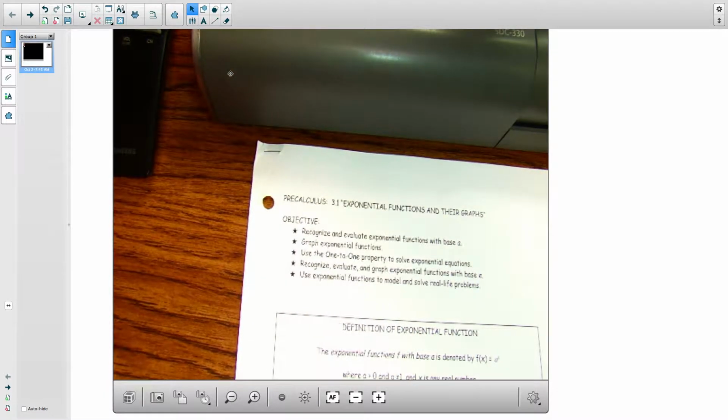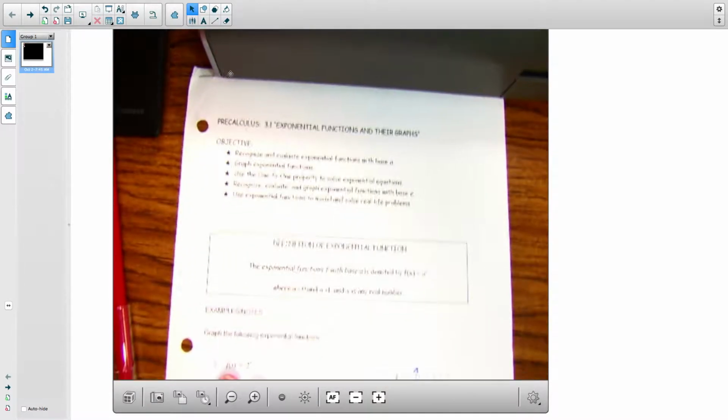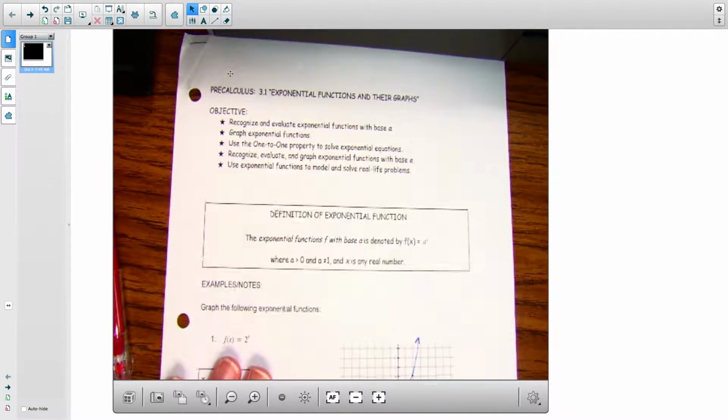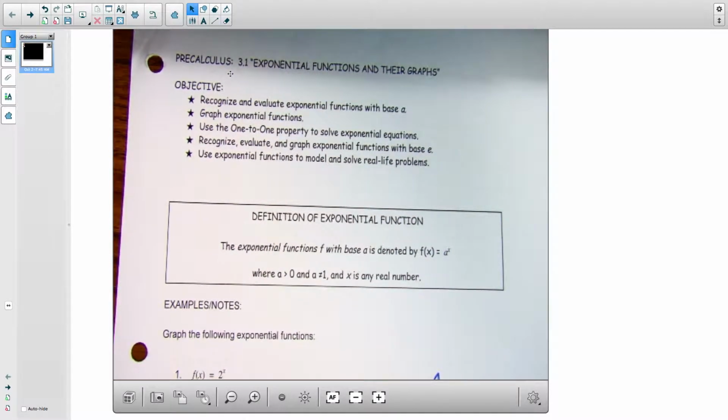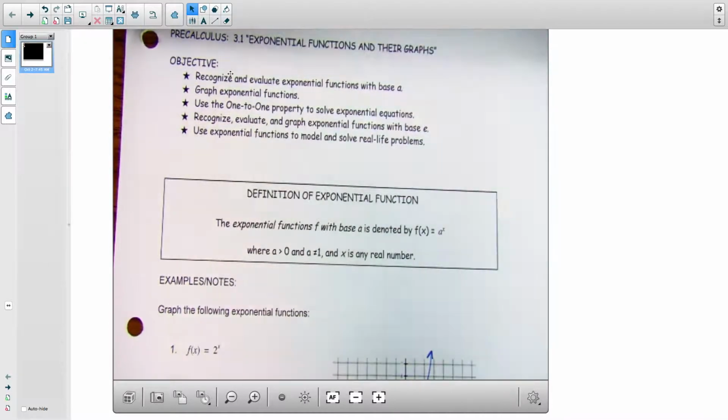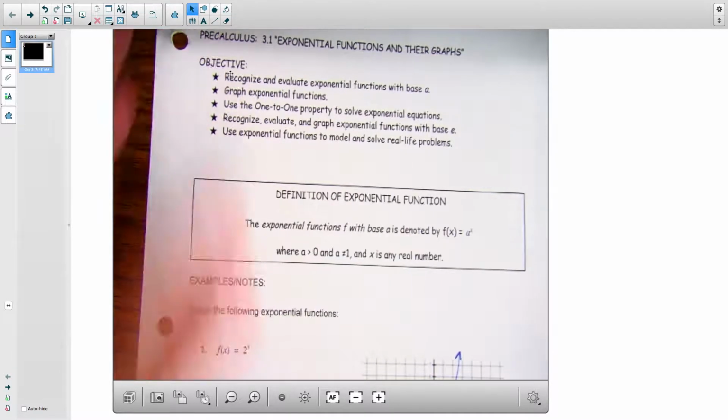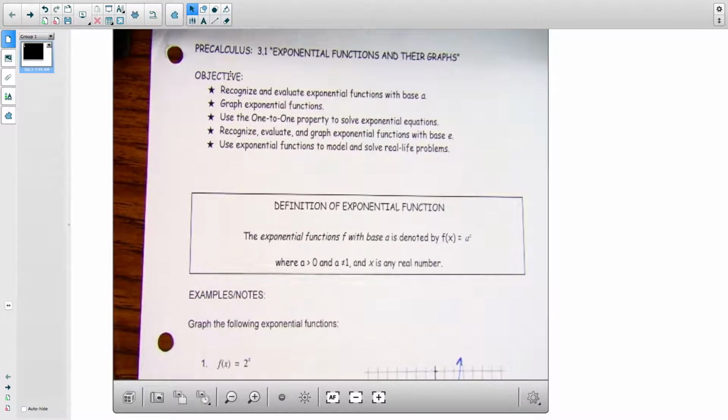We're going to look at more functions. This lesson deals with exponential functions and their graphs. We're going to look at logarithms in this unit. We'll look at the rules of logarithms. We probably won't be using the graphing calculators as much for the graphing part of it.